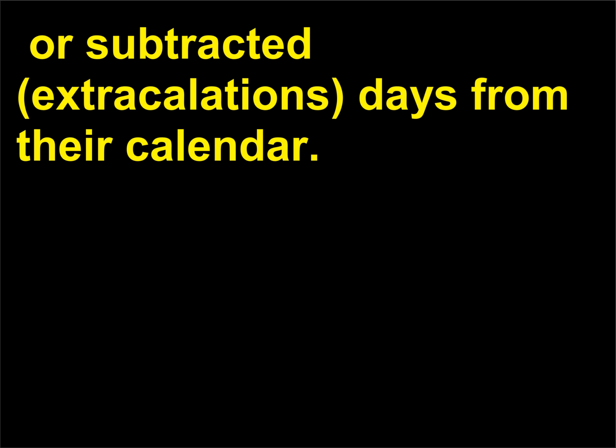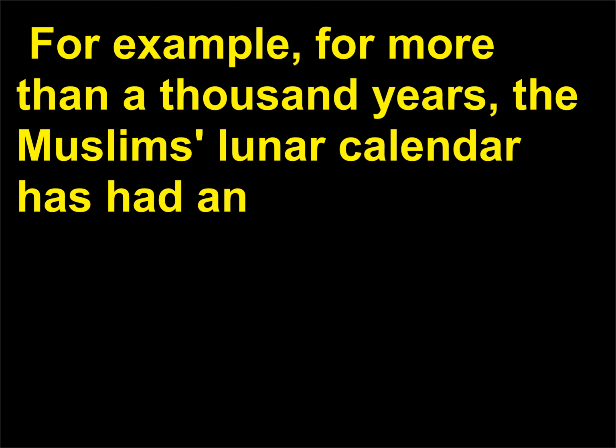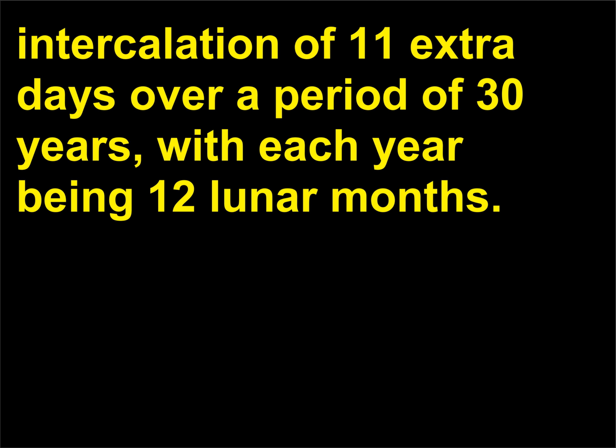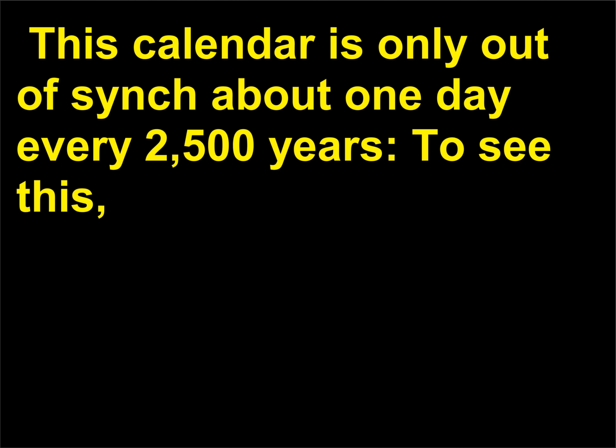To compensate, certain cultures added intercalations, or subtracted extracalations, days from their calendar. For example, for more than 1,000 years, the Muslims' lunar calendar has had an intercalation of 11 extra days over a period of 30 years, with each year being 12 lunar months. This calendar is only out of sync about 1 day every 2,500 years.